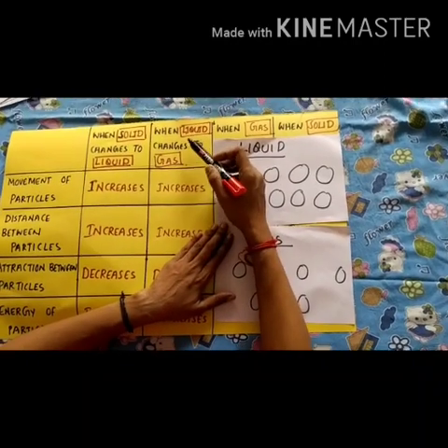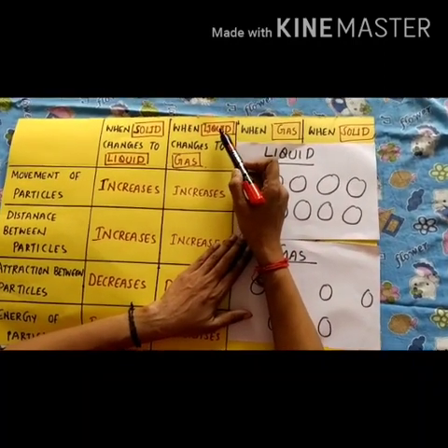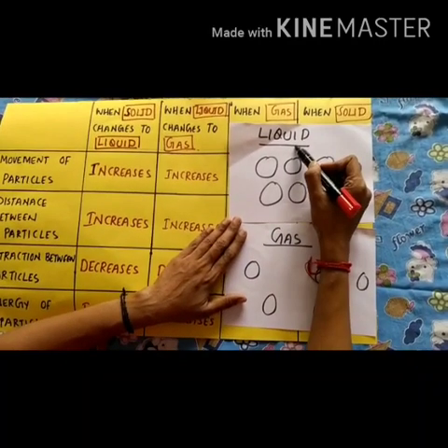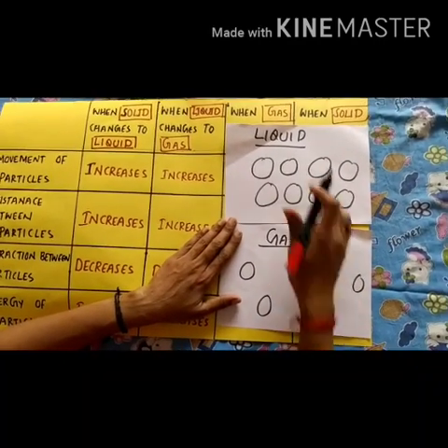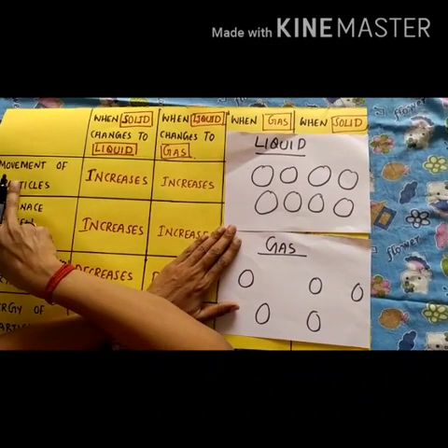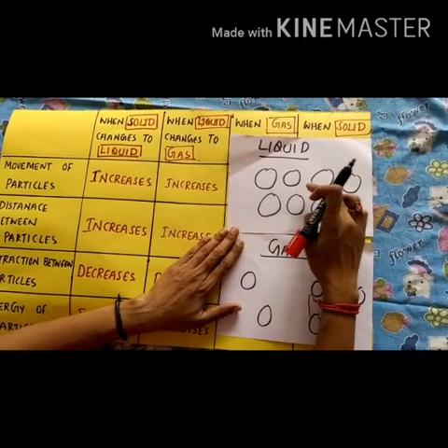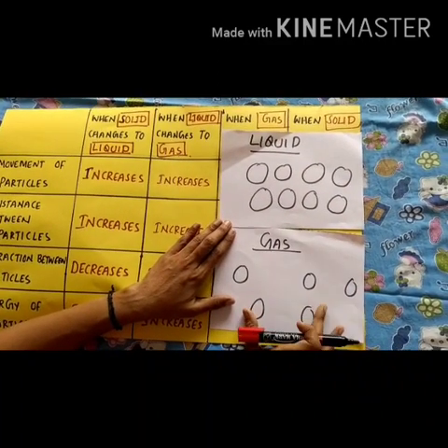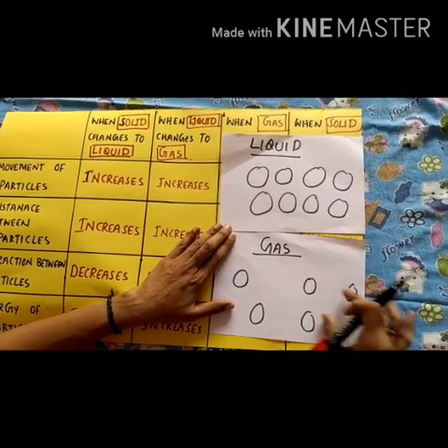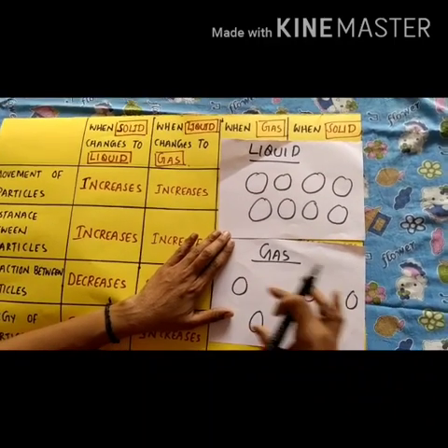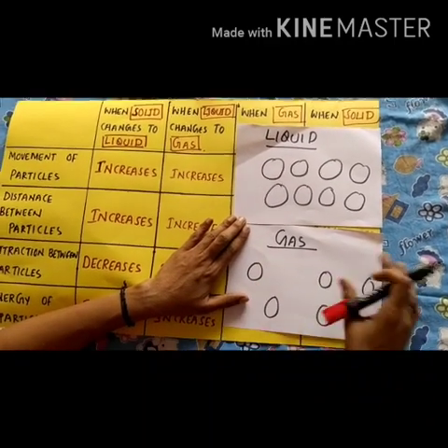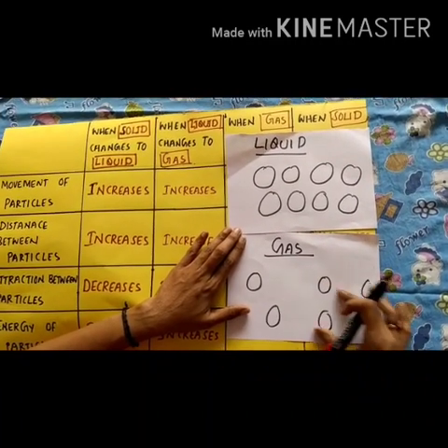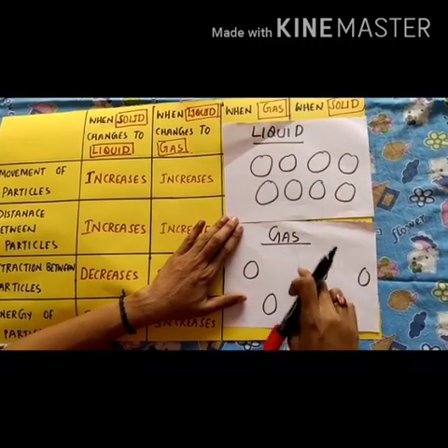The next one is what happens when liquid changes to gas. This is liquid, this is gas. When this liquid gets converted into gas, what are the changes occurring? The first property, movement of particles. Here this is liquid state, this is gas. When this liquid changes to gas, what about movement of particles? We can see that in gaseous state particles are far apart, so they can move anywhere without any restriction. So the movement of particles increases when liquid converts to gas.